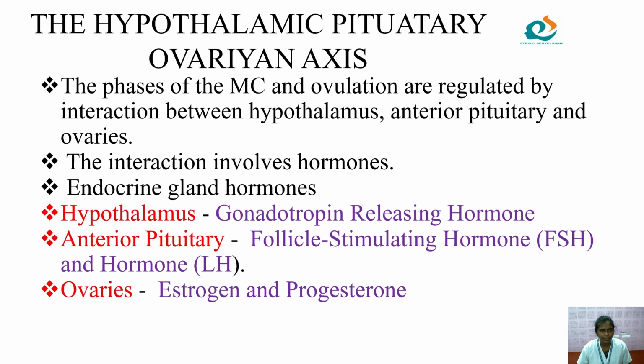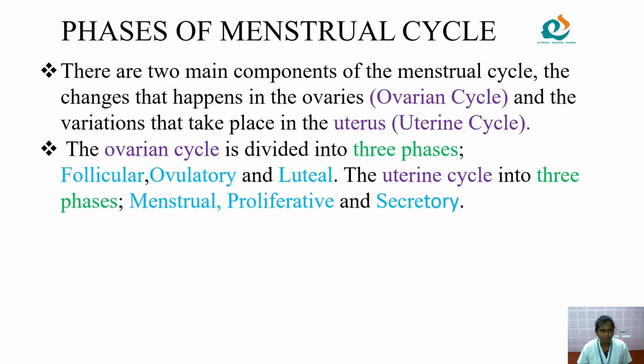The hypothalamic-pituitary-ovarian axis: the phases of the menstrual cycle and ovulation are regulated by the interaction between the hypothalamus, anterior pituitary and the ovaries. The interaction involves hormones from endocrine glands: gonadotrophin-releasing hormone from the hypothalamus, follicle-stimulating hormone and luteinizing hormone from the anterior pituitary gland, then the ovaries produce estrogen and progesterone.